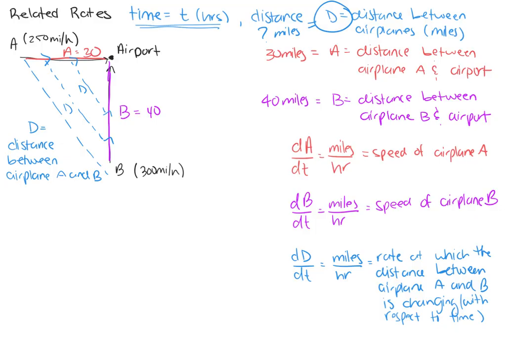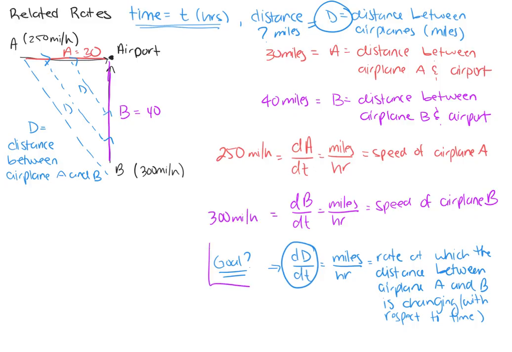And we also don't know the rate. And again, this is our goal right here. We're trying to figure out what this is. Our goal is to figure out what that rate is. We do know what the rate or the speed of airplane A is. We know that that is 250 miles per hour. And we do know that airplane B is traveling at 300 miles per hour.